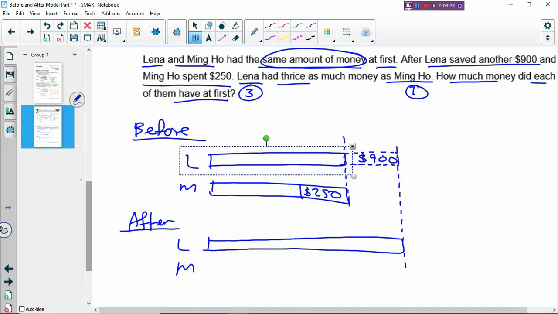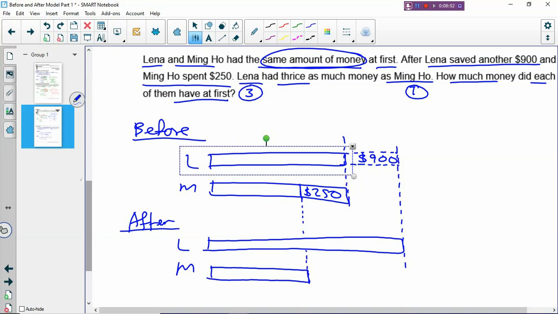And then Mingho's rectangle is until where? Mingho spent the money, so jump over the rectangle so that you don't cut and make it messy. So Mingho's rectangle in the after model will also be until the dotted line. So his rectangle now becomes shorter already. So the dotted line makes the drawing more accurate, and then it's easier to use the model to solve later.